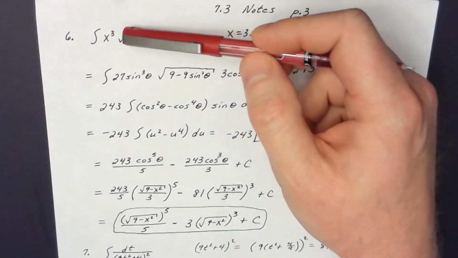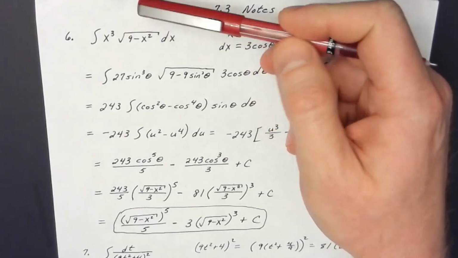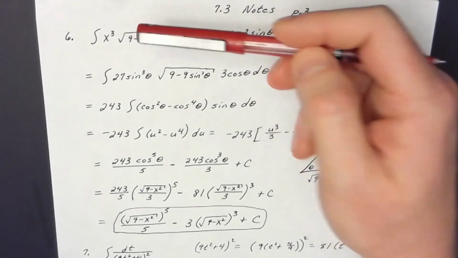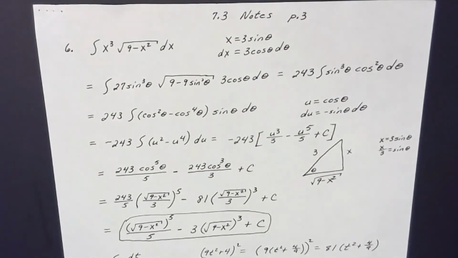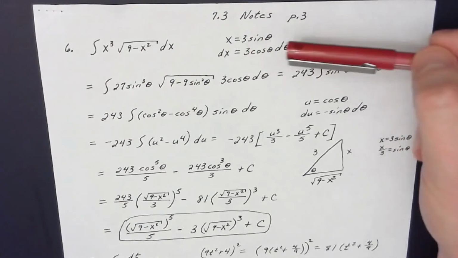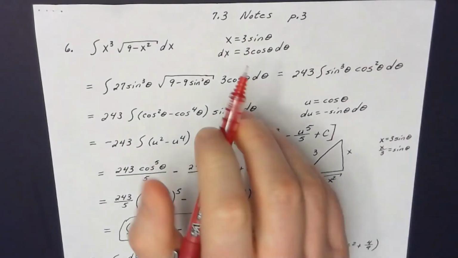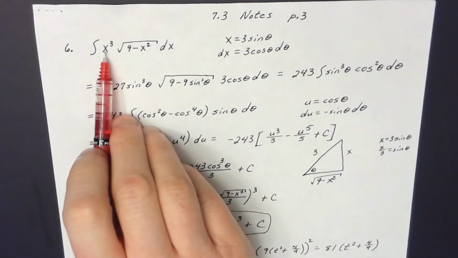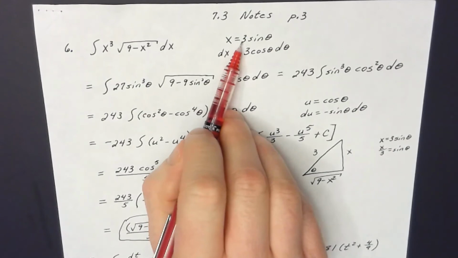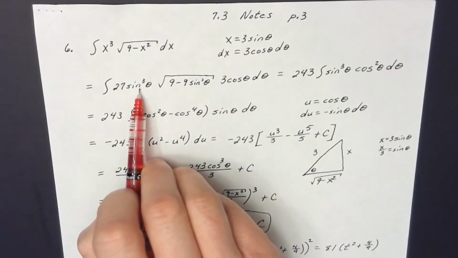Anytime you have a constant squared minus a variable squared, it's always going to be a sine substitution, where in this case, we let x equal a sine theta, which is 3 sine theta. So the derivative of 3 sine theta is just 3 cosine theta d theta. I go into my problem, and I know I have an x cubed to begin with. Well, if x is 3 sine theta, then x cubed is going to be 27 sine cubed theta.